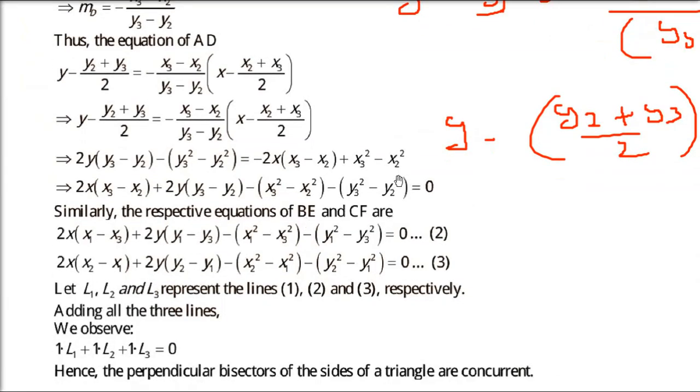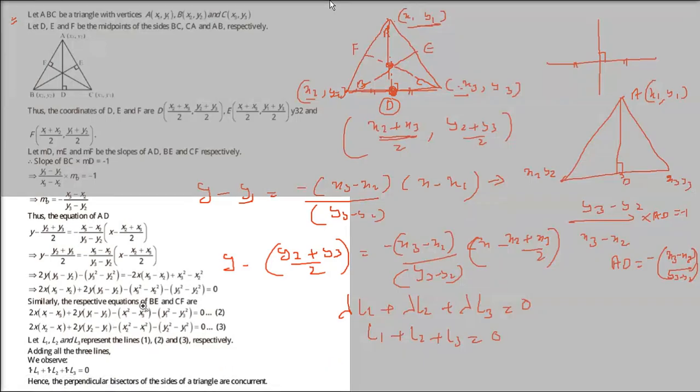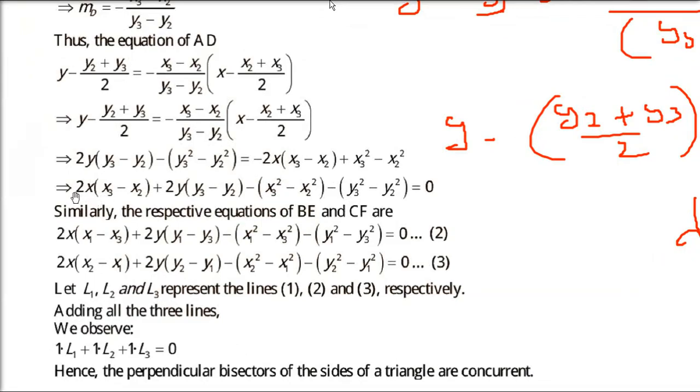Now these 3 lines, first, second, third: what is the condition of concurrency? Either you take the determinant with a1, b1, c1, a2, b2, c2, a3, b3, c3 equal to 0. There is another method. If you have lambda1 L1 plus lambda2 L2 plus lambda3 L3, where lambda can be any constant, and L1, L2, L3 are the equations of the lines, so if L1 plus L2 plus L3 is 0, then the perpendicular bisectors are concurrent.